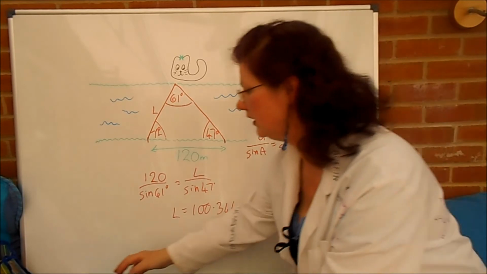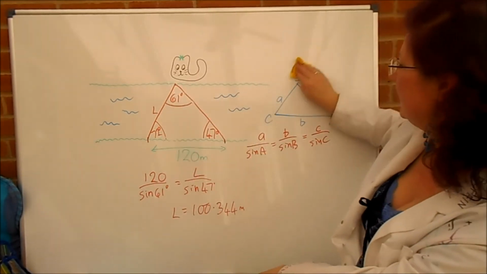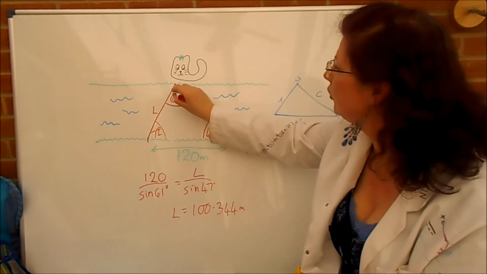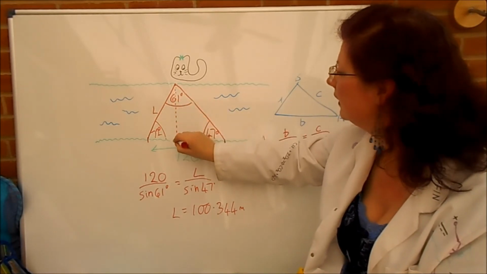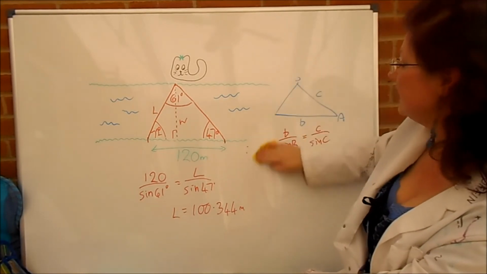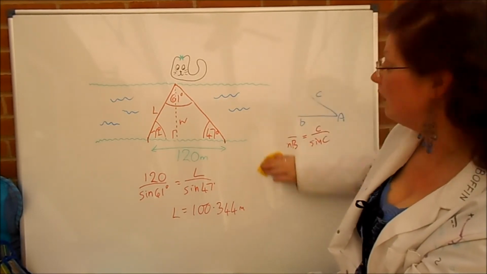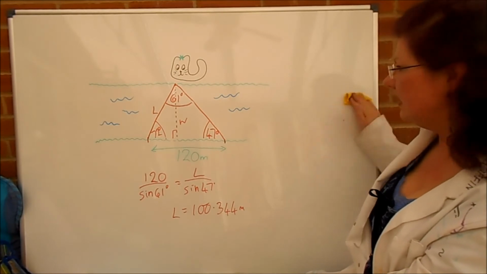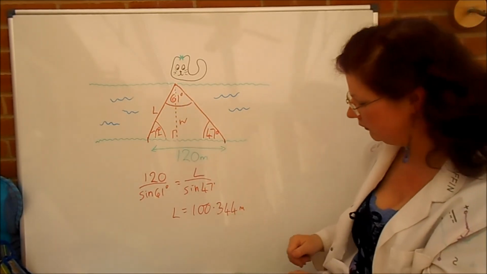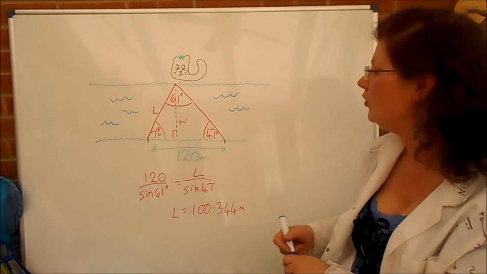Now for the second part, let's just rub this down here. We need to find the actual width of the river. I'll drop a little vertical down there. That's W, the width of the river. And that has to be less than 100 for Bathilda to be able to swim across it. It's looking quite reasonable at the moment, isn't it? Because that's 100.344. So a little bit of ordinary trigonometry here.